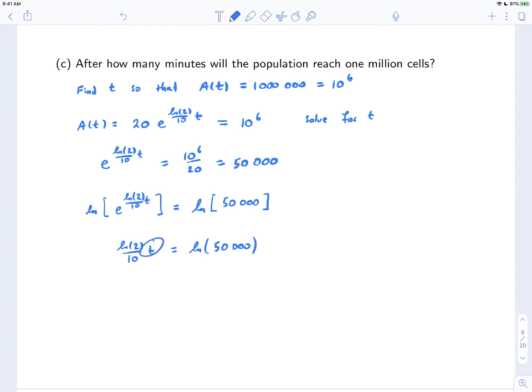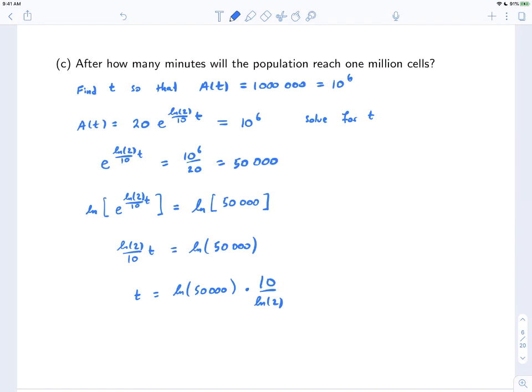So to get t, we just need to divide by ln of 2 over 10. So t is equal to ln of 50,000 divided by this fraction, so that's the same as multiplying by the reciprocal, so it's 10 over ln of 2.